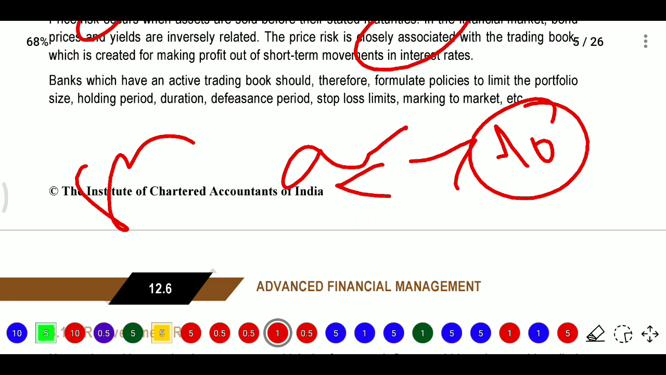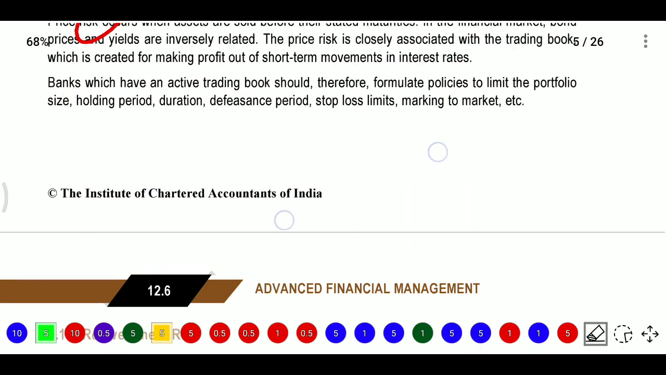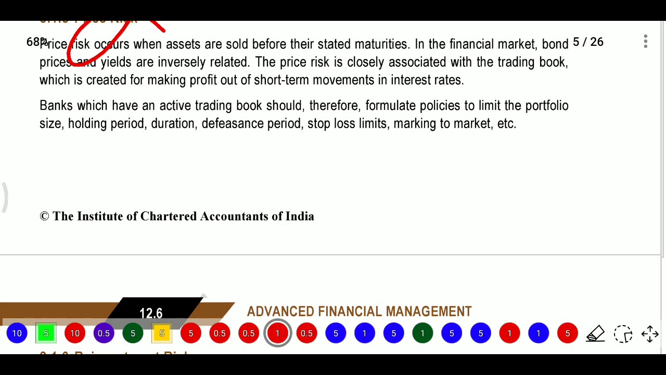Now for this, the bank should formulate policies to limit the portfolio size. Portfolio size means whatever amount you are committed to and whatever amount you have provided. So the bank has some amounts, active trading amounts, and that is the size.